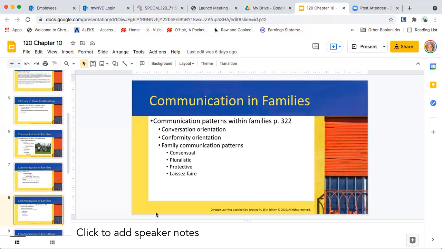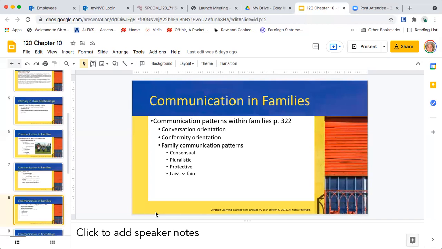Let me see if I can find a quote from the book. It says, families that are high in both conversation orientation and conformity orientation are consensual. Communication reflects the tension between the pressure to agree and the pressure to preserve the hierarchy of authority.